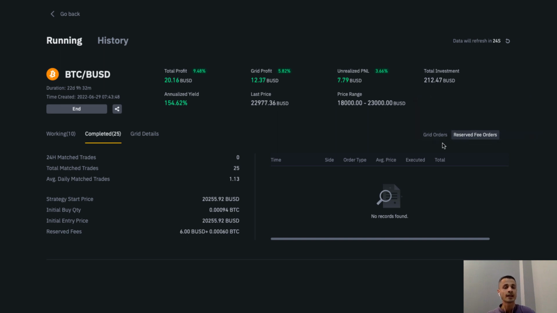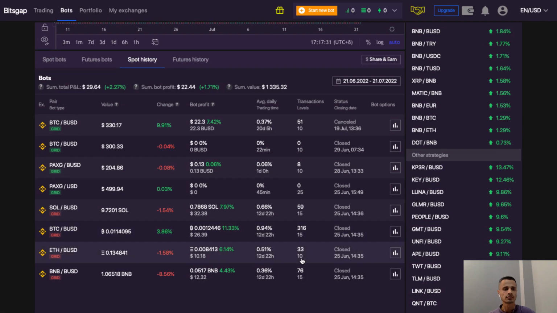Now that we've seen Binance, let's go over to Bitsgap. So here in Bitsgap, my trading bot has been canceled, so we can view it under spot history. The bot profit here shows $22.3 or 7.42%, which is significantly higher than that which we saw in Binance, which was just under 6%. There are also more transactions here in Bitsgap. It looks like there are about twice as many as compared to Binance.